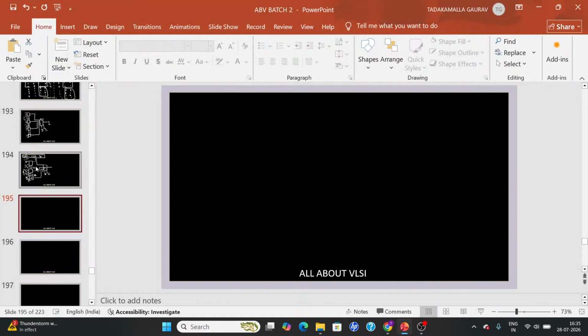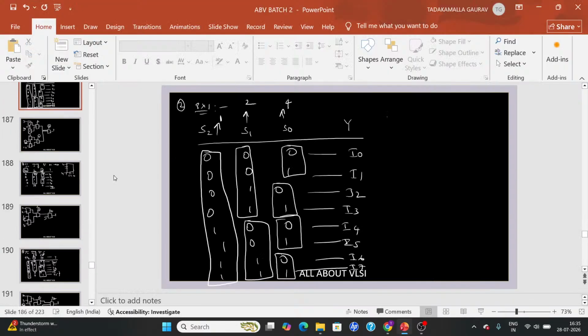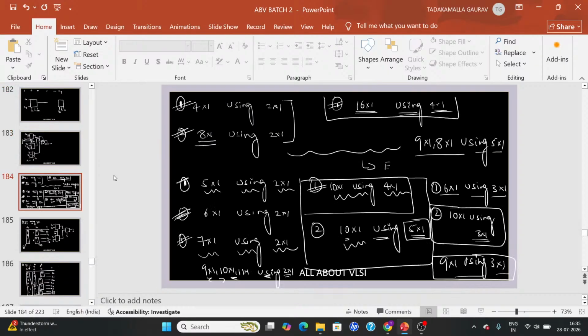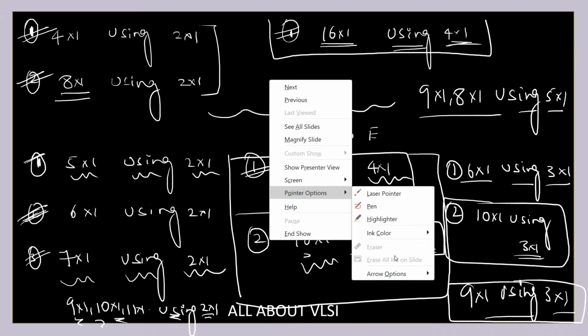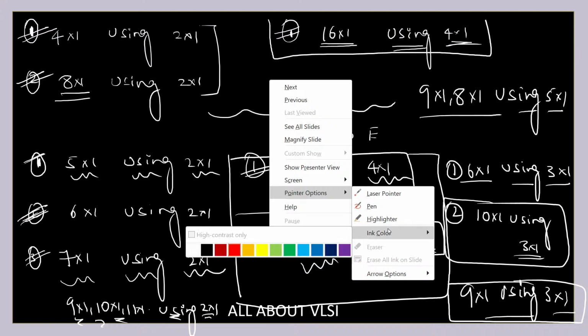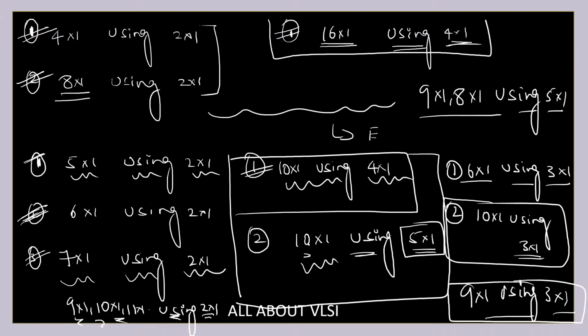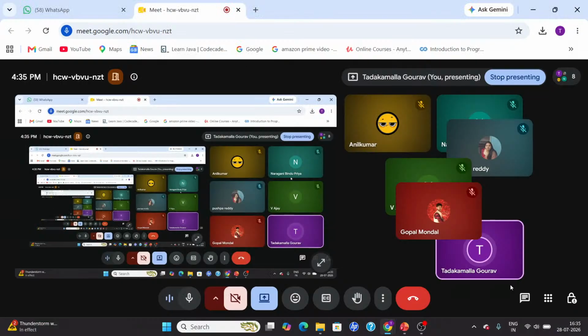So, basically, we have discussed these problems where we have seen how to come up with higher order multiplexers using lower order multiplexers, and we have covered 4 cross 1 using 2 cross 1 and 8 cross 1 using 2 cross 1 and all these particular problems. And we are left with developing 10 cross 1 using 5 cross 1. Okay, so this is what we are going to discuss in today's session. Any doubts or any queries in the previous sessions?